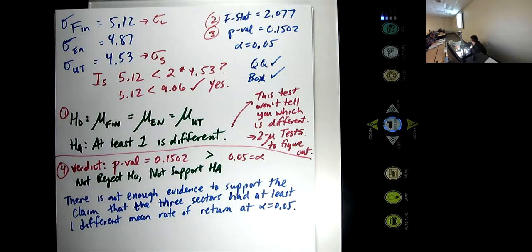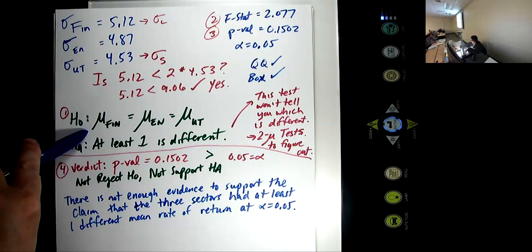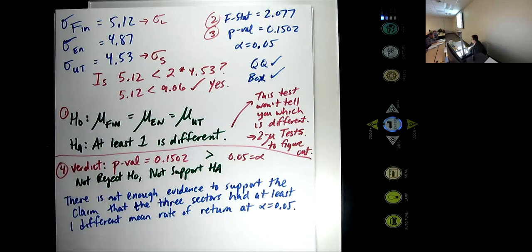We do not reject H naught. Which means we don't know that they all equal each other, but we can't reject that they might. They're close enough that the real mean rates of return, if we looked at all of them, might be the same. They're just close enough. So we're not rejecting it, so we're not supporting that one is different.